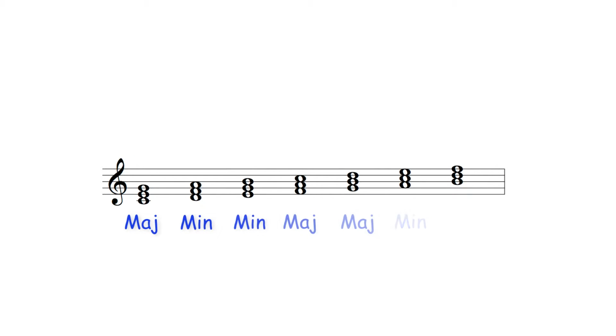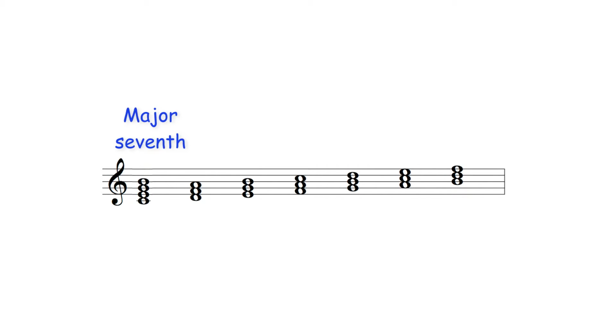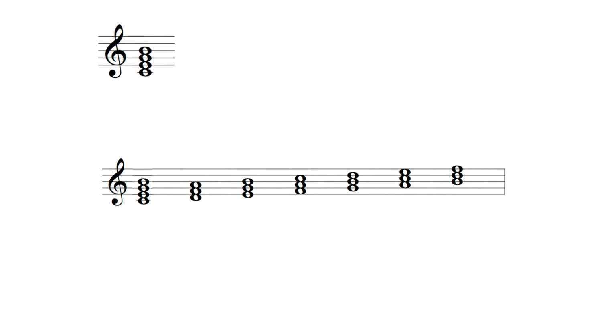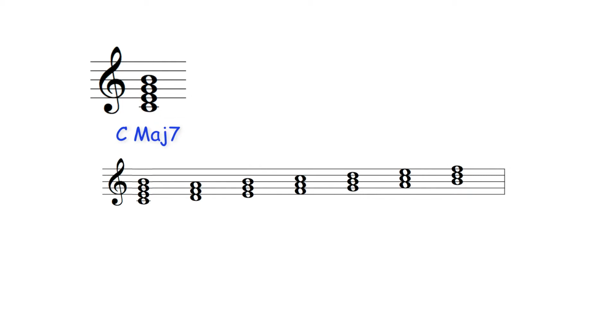All harmonized major scales contain the following triads. If we add a diatonic third to the major triad on the first degree or tonic of a major scale, a major seventh chord is produced. In this example, we've produced a C major seventh chord.